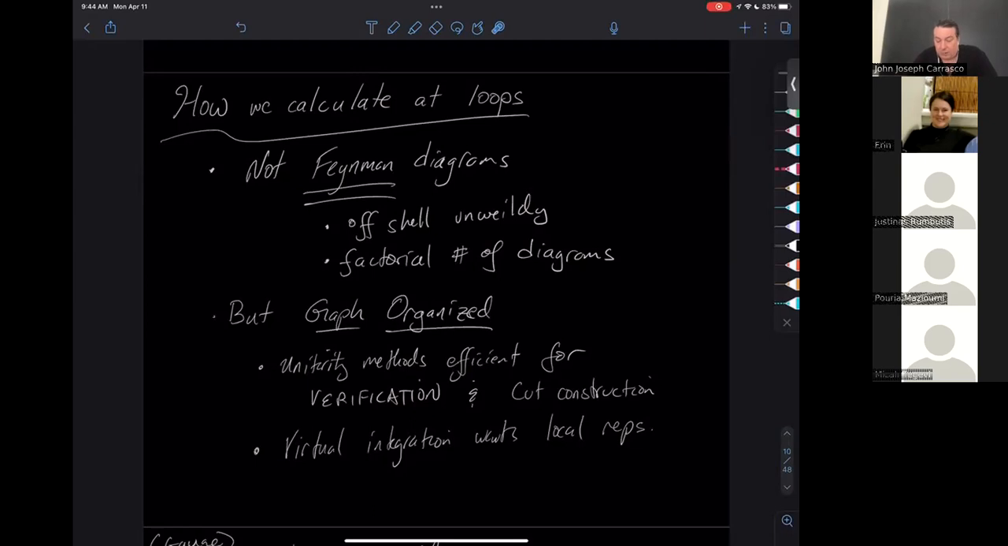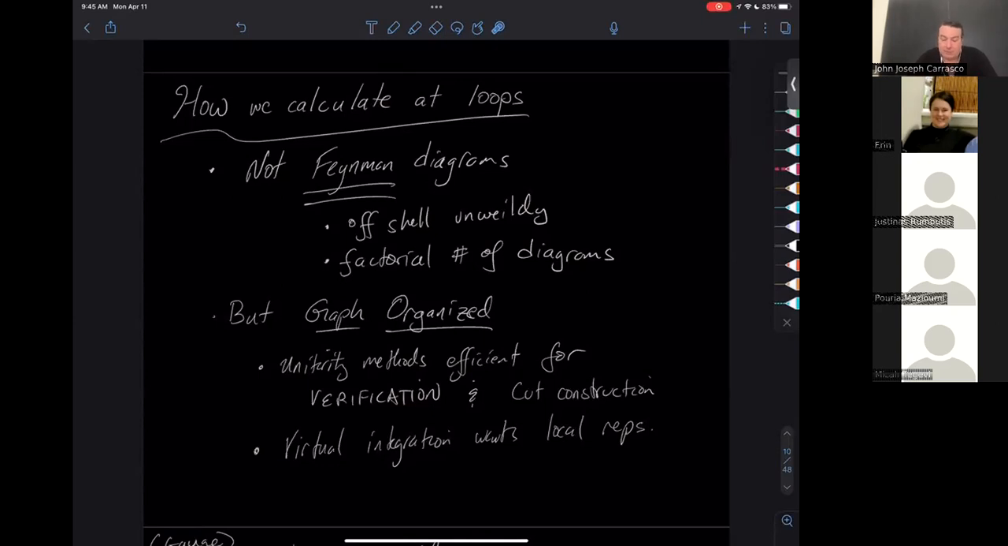There's another reason why we're graph organized, and that's because at the end of the day, one does want to integrate over virtual loop momenta. With the technology that we have available, and this isn't necessarily going to always be the case, but right now, if we actually want to integrate, we want local representations. So even if you have some sort of non-local in loop momenta way of generating an integrand that satisfies all cuts, if you want to integrate it, you still have to find a way to push it into local representations.